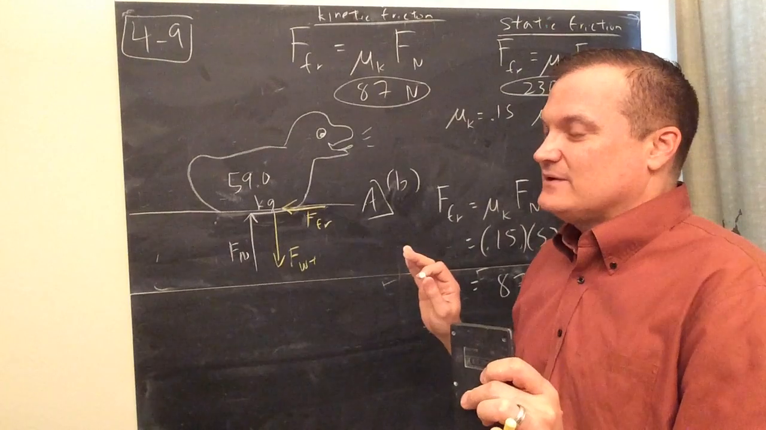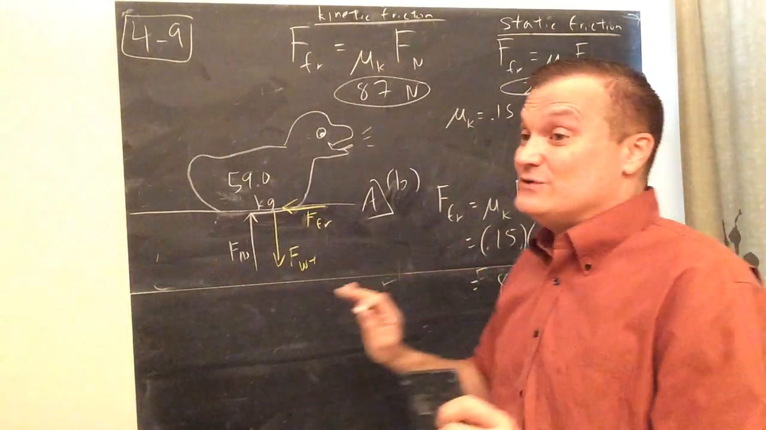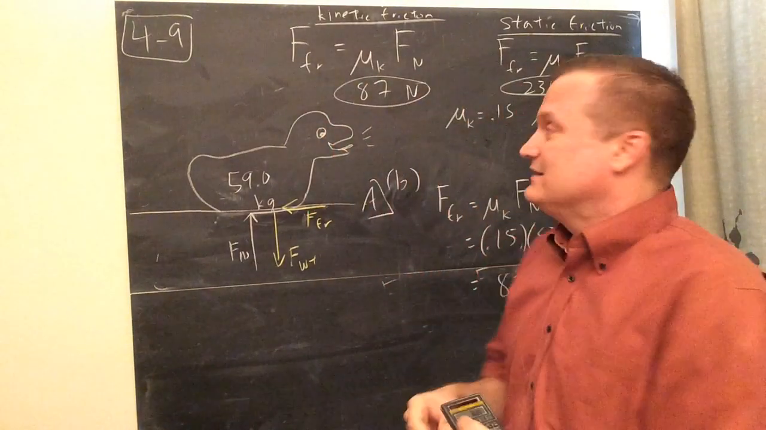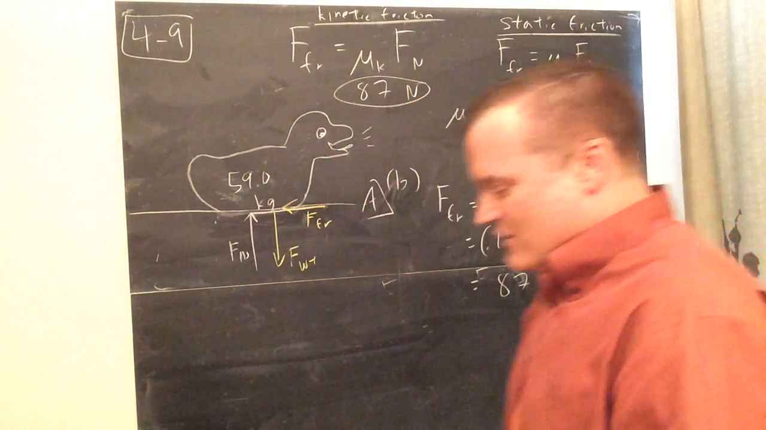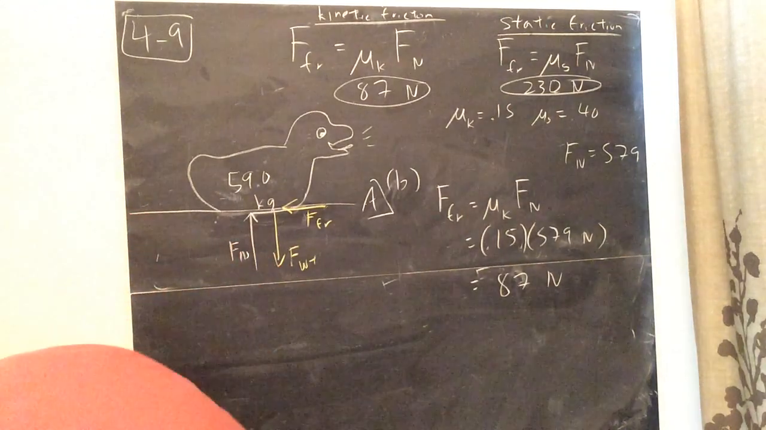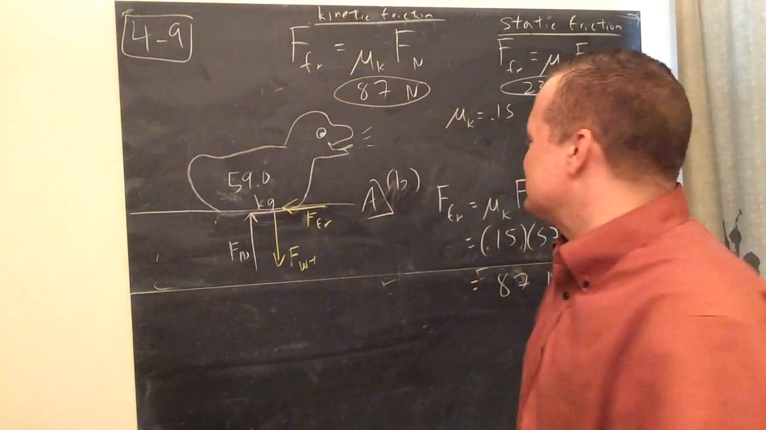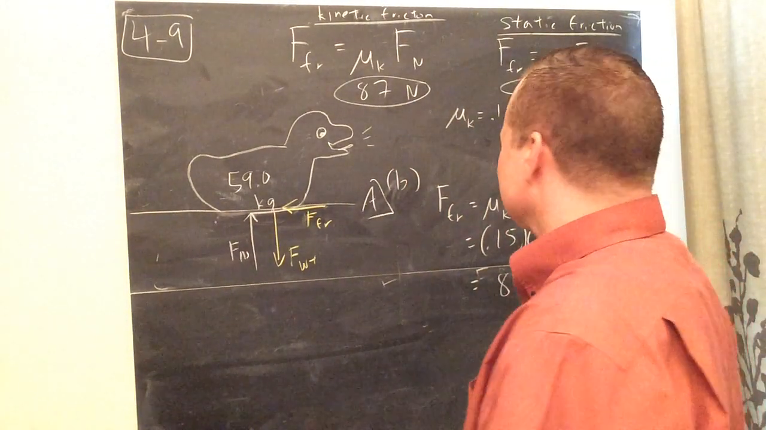If you stop and he stops, now to get him moving again, you've got to add 230 newtons just to get him moving. Then you can go back down to 87. Okay, that is all for number 4-9. Now, if you really wanted to, you could pause the video and do number 1 on the worksheet already just based on that.